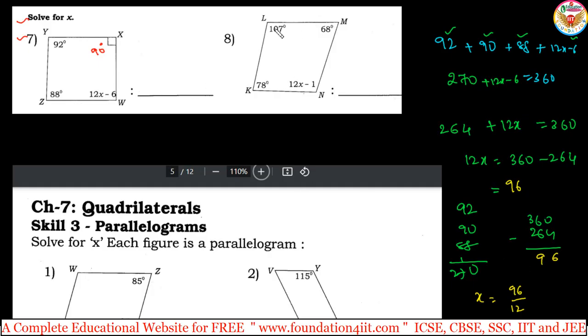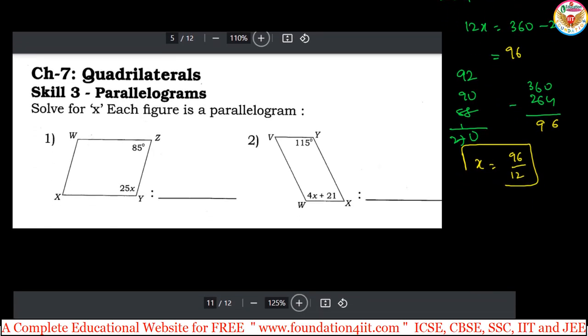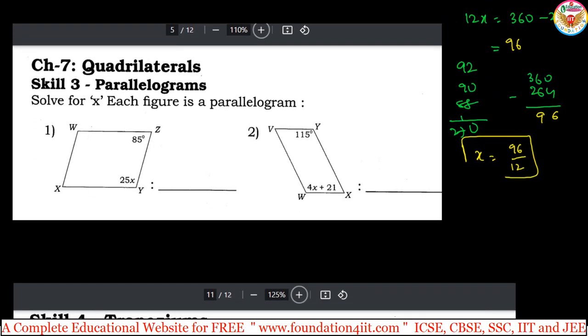Then similarly, the sum of the 4 angles is equal to 360. That rule you can apply and find the value. So you need to practice similarly. Based on the properties of quadrilaterals, like the properties of a parallelogram, square, rectangle, we have problems again. That skill you need to improve is parallelogram. Solve for x, each figure is a parallelogram. Once you perfect the quadrilaterals, then you can start doing this.